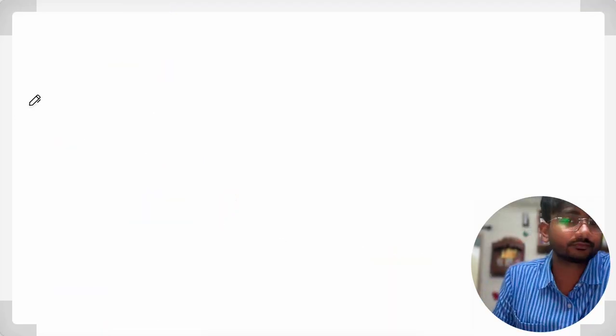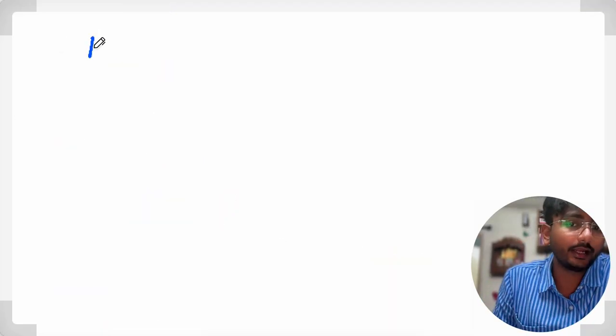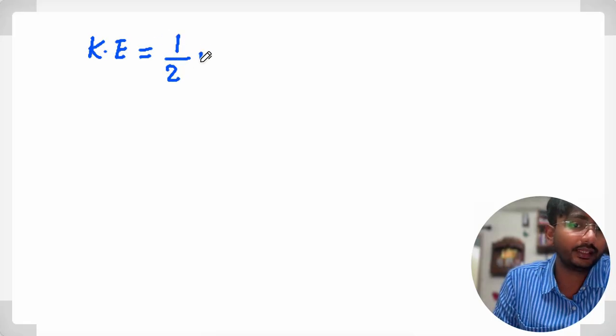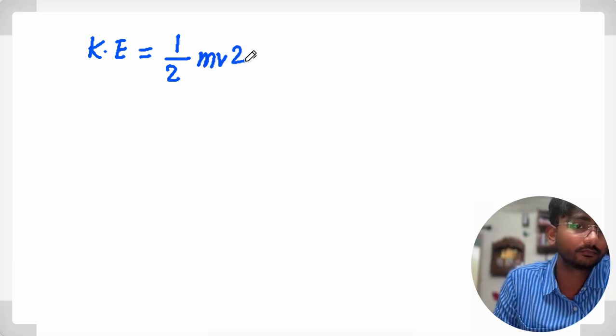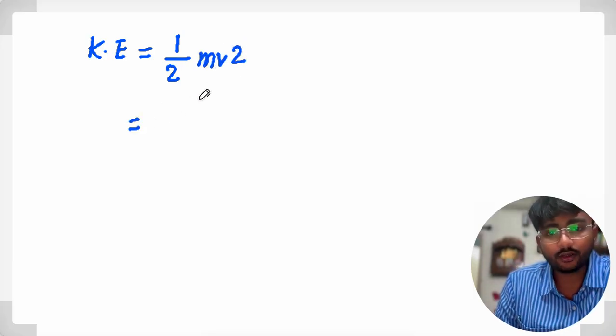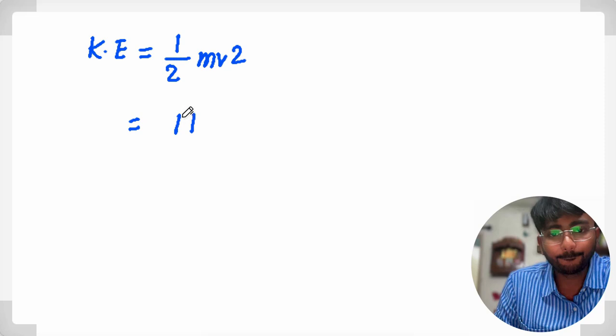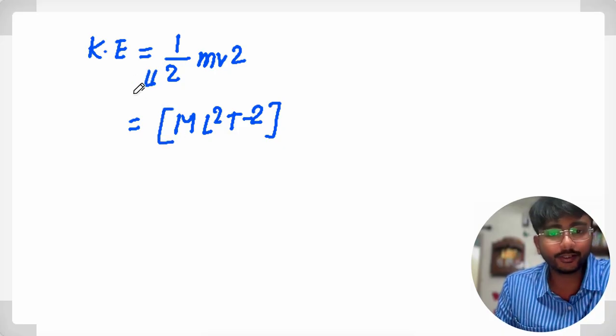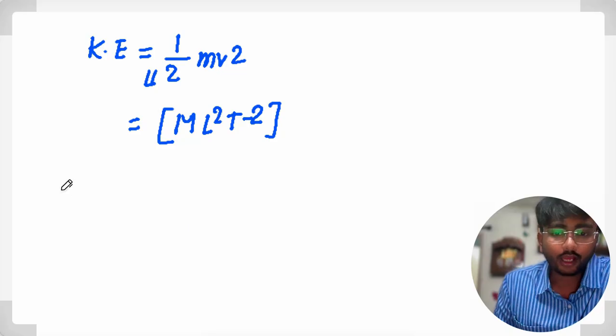Okay, so see, we know that kinetic energy equal to half mv square. So from here the dimension of this will be m l square t to the power minus 2, and we know that a number is dimensionless, so there will be no dimension for 1 by 2.